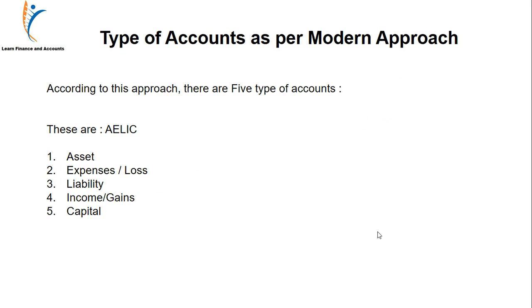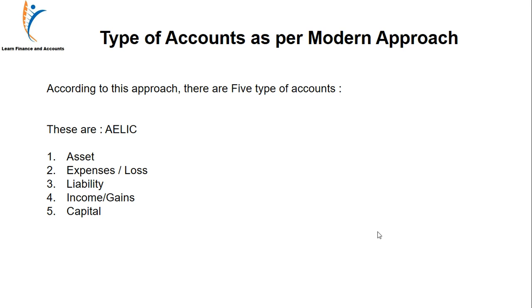As per the modern approach, there are five types of accounts. These are A, E, L, I, and C. A stands for assets, E stands for expenses. Along with expenses, we consider losses also. When there are losses, their account is given the same accounting treatment as expenses. So whenever we talk about expenses, we talk about losses also. Third is liability, fourth is income and gains. Gains are different from income but get the same accounting treatment.